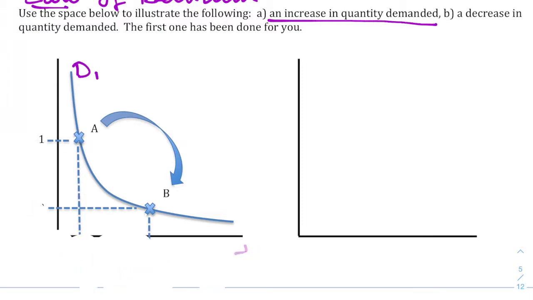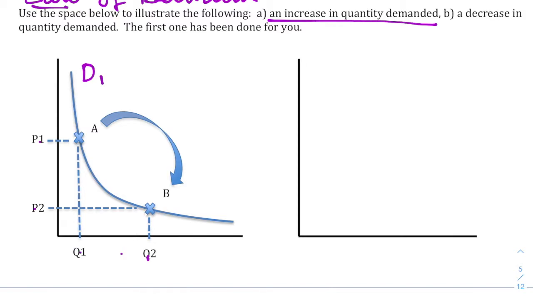So anyway, your P's always match up with your Q's. So your prices always match up with your quantities. So price 2 always matches up with quantity 2, and price 1 always matches up with quantity 1.